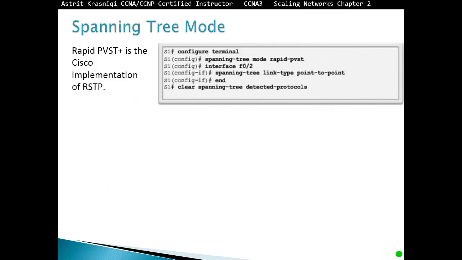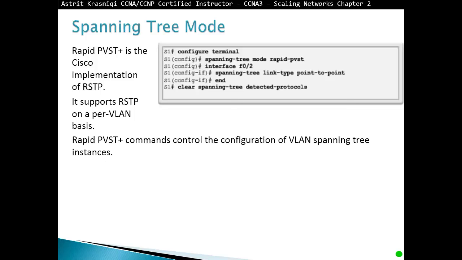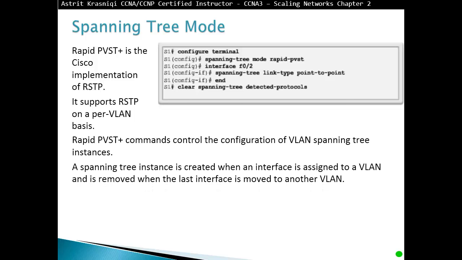Spanning tree mode rapid-pvst: Rapid Per-VLAN Spanning Tree Plus is a Cisco implementation of the Rapid Spanning Tree protocol. It supports Rapid Spanning Tree on a per-VLAN basis. The Rapid PVST command controls the configuration of the VLAN spanning tree instance. A spanning tree instance is created when an interface is assigned to a VLAN and is removed when the last interface is moved to another VLAN. So a new spanning tree instance is created when you have an interface assigned to a VLAN, and the instance will be removed if all the interfaces no longer belong to that VLAN.